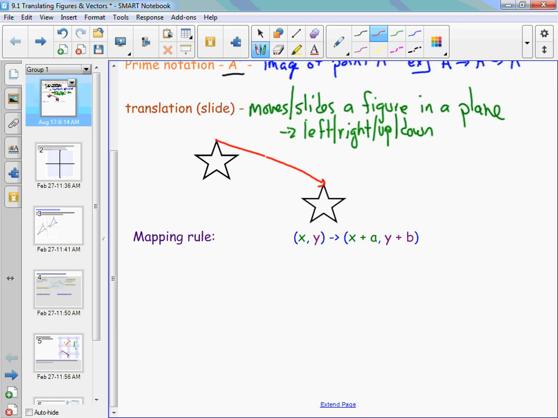When talking about translations or writing translations, we use what's called a mapping rule. X, Y is your preimage. And then you have some rule where you have X plus A, so A is the amount of horizontal movement, and Y plus B, so B is your up and down. Again, positive will go up, negative will go down. Same with A, positive will go right, negative will go left.